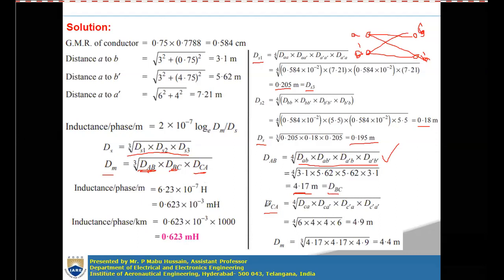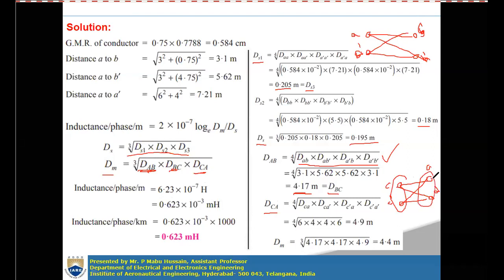Dca is the mutual GMD when you consider phases C and A. You have to consider phase C, which has C dash, and then A, which has A dash. Now you have to take all the mutual distances: C to A, C to A dash, C dash to A, C dash to A dash. All those products whole to the power of 1 by 4, because each phase has 2 conductors.